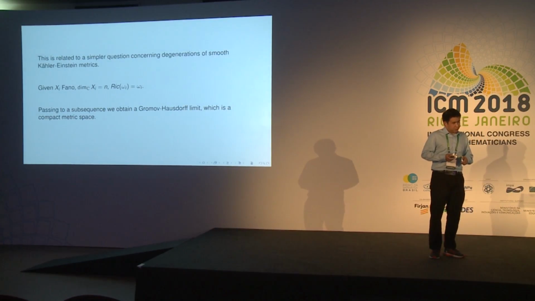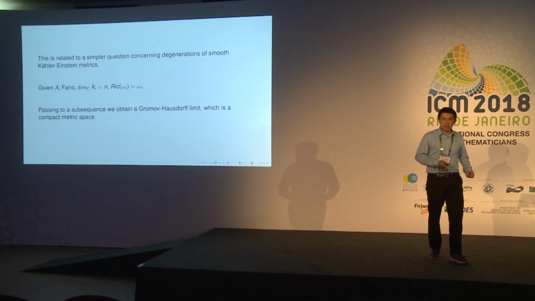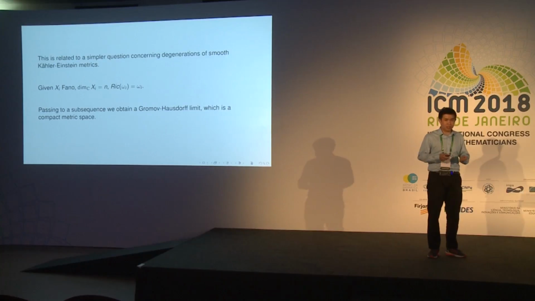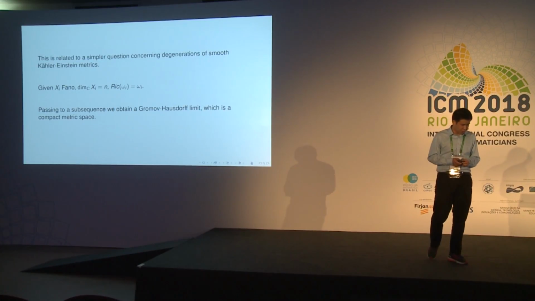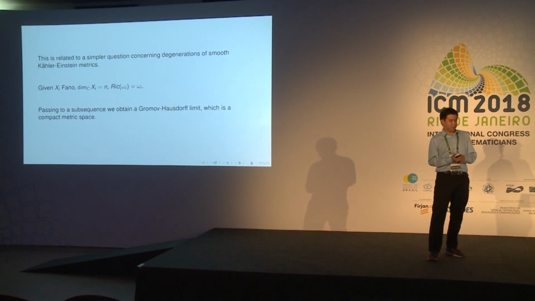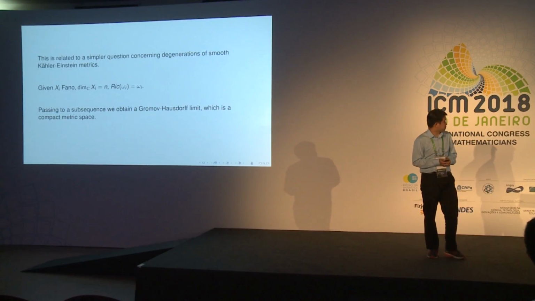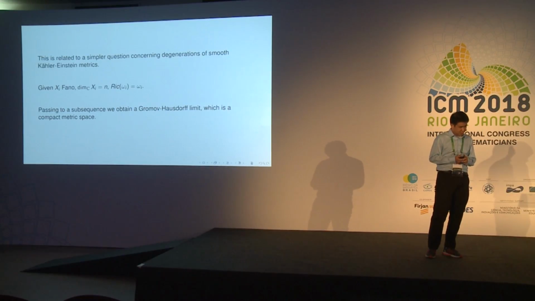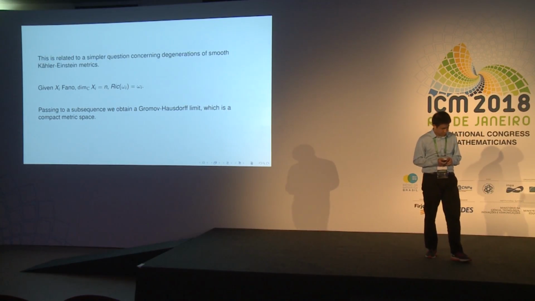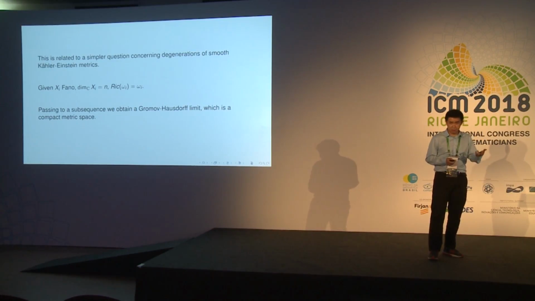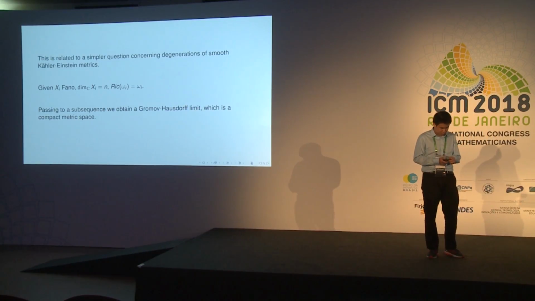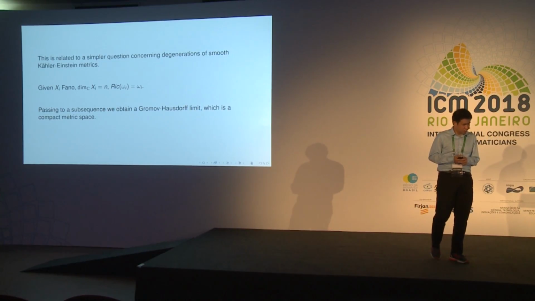A simpler question would be to understand the degeneration of smooth Kähler-Einstein metrics without the cone singularities. So that's the connection. This degeneration question is actually simpler. So we consider a sequence of Fano manifolds in a fixed dimension with Kähler-Einstein metric omega_i. By uniqueness, this omega_i is an invariant of the complex structure. It does not depend on which omega_i we choose.